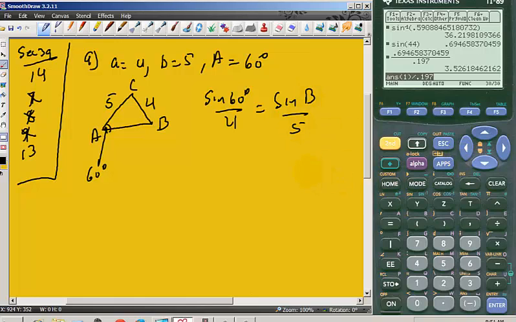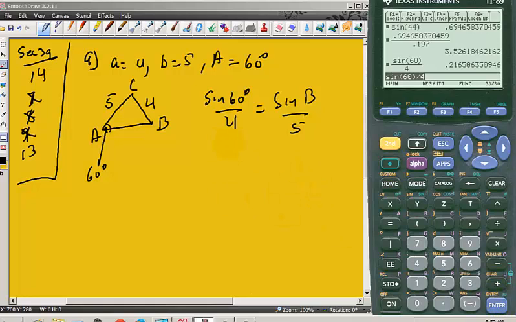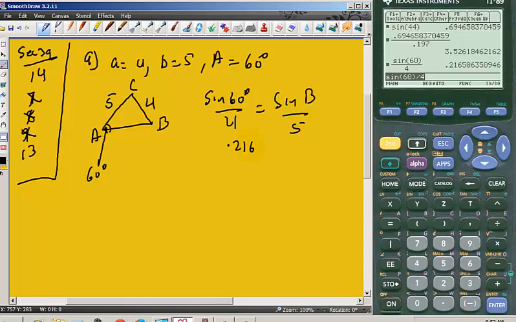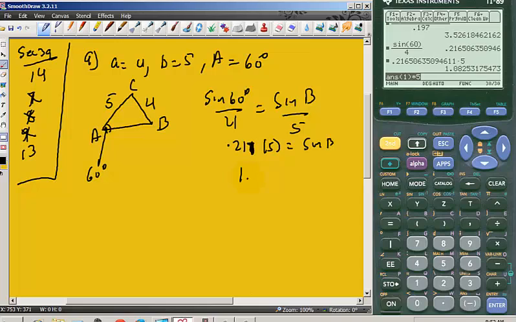So sine of 60 degrees, it's actually root 3 over 2, but we need decimals, so let's go sine of 60, and we're going to divide that by 4. Decimal representation of it is 0.216 or 217, and we're going to multiply that by 5, which is my sine of B. So we're going to times that by 5, and that's going to give me 1.08 for sine of B. Game over. Why is the game over? It can't be greater than 1. So I have no solution, no triangle.